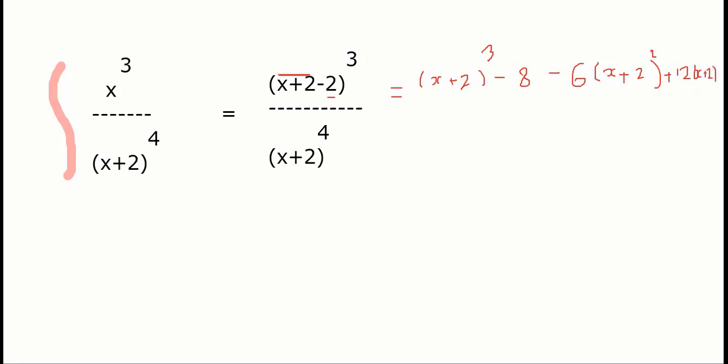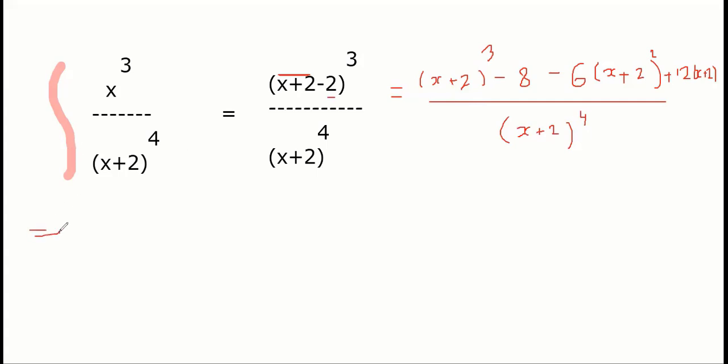So the numerator becomes (x plus 2) whole cube minus 8 minus 6 of (x plus 2) whole square plus 12 (x plus 2). Everybody agree? The denominator is as it is. Now I will show you the magic of why we have done that. It becomes so easy. Now you will split. We have done this splitting earlier also. You split the different numerator terms.